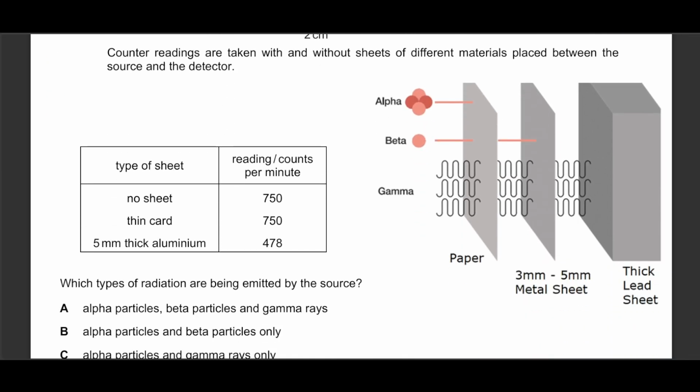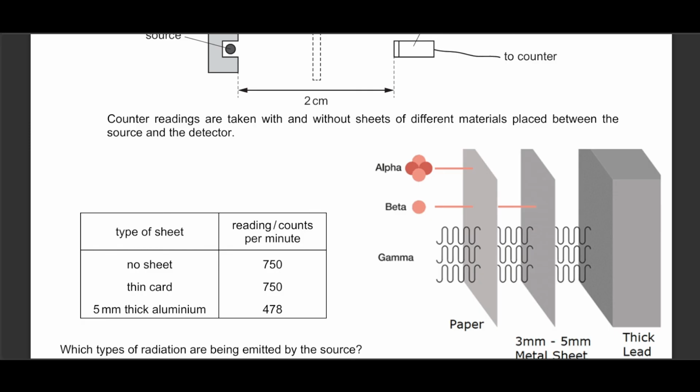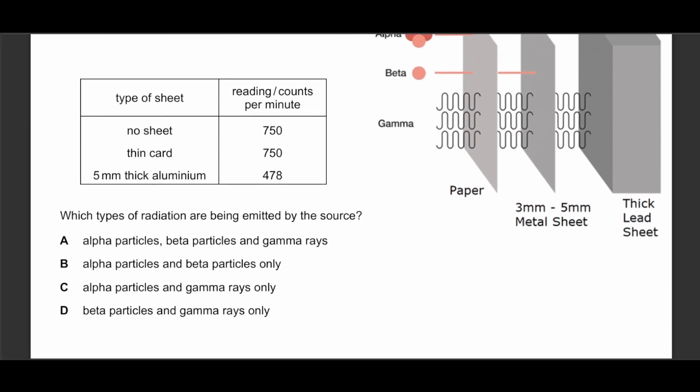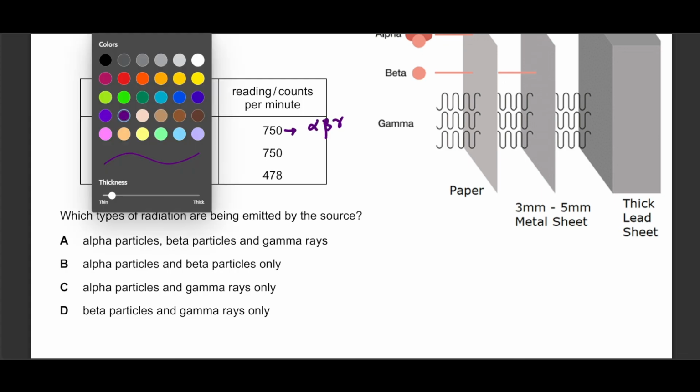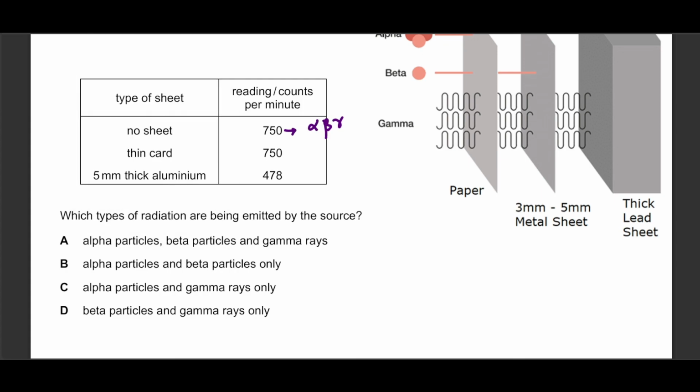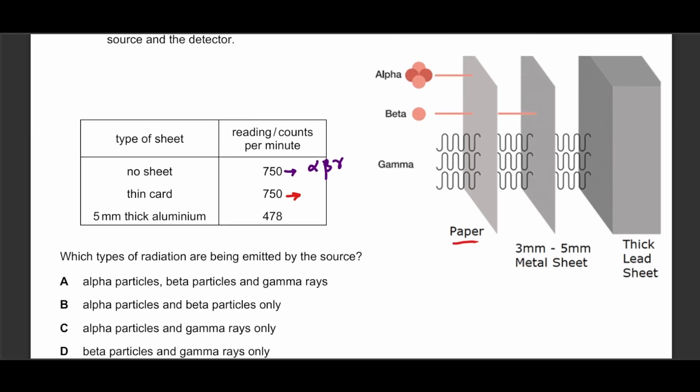So it says counter readings are taken. These are the counter readings when there's no sheet. At this moment, we can suspect that probably alpha, beta, and gamma, all three are passing through. When a thin card is placed, if it had alpha, alpha is stopped by a piece of paper, right? If it had alpha, it should have been stopped. But if the value is not decreasing, that means alpha was not there in the source to begin with.